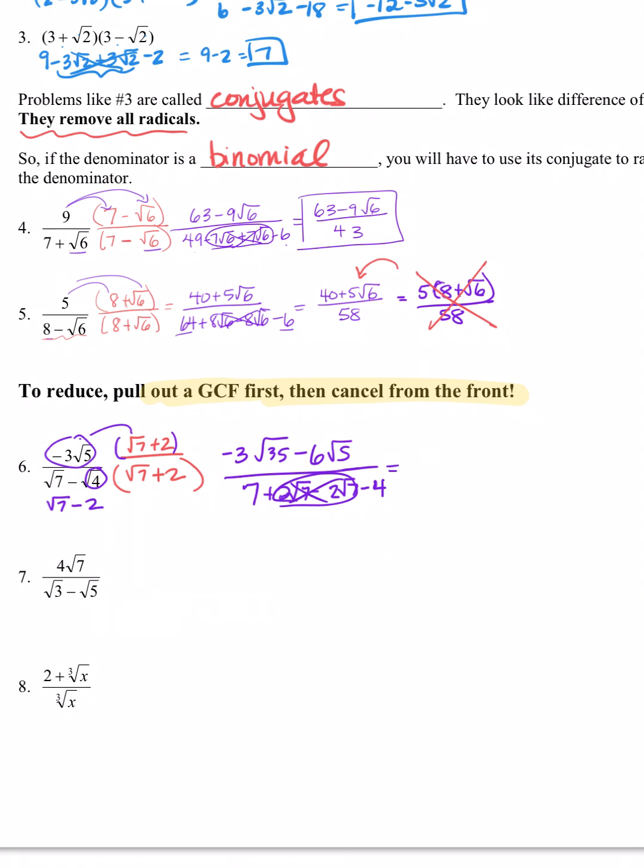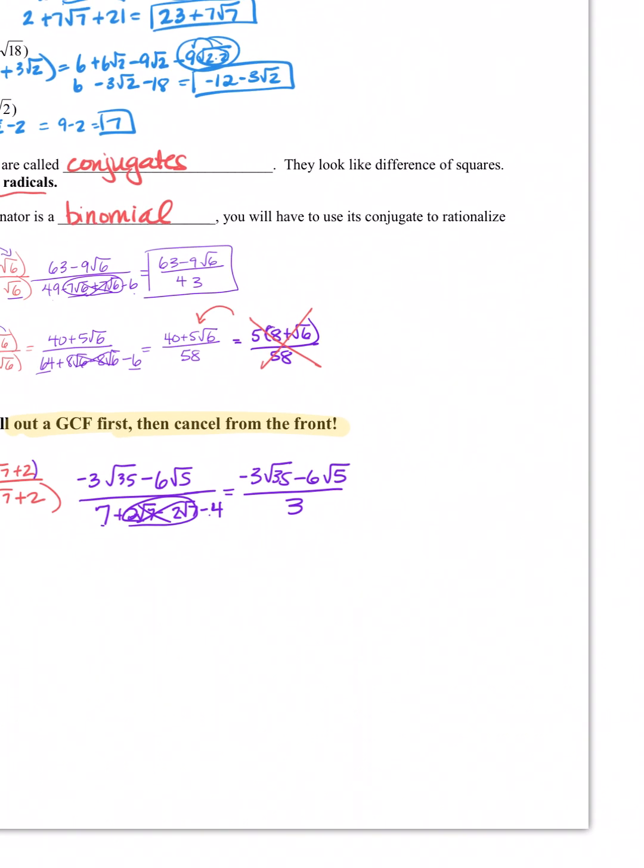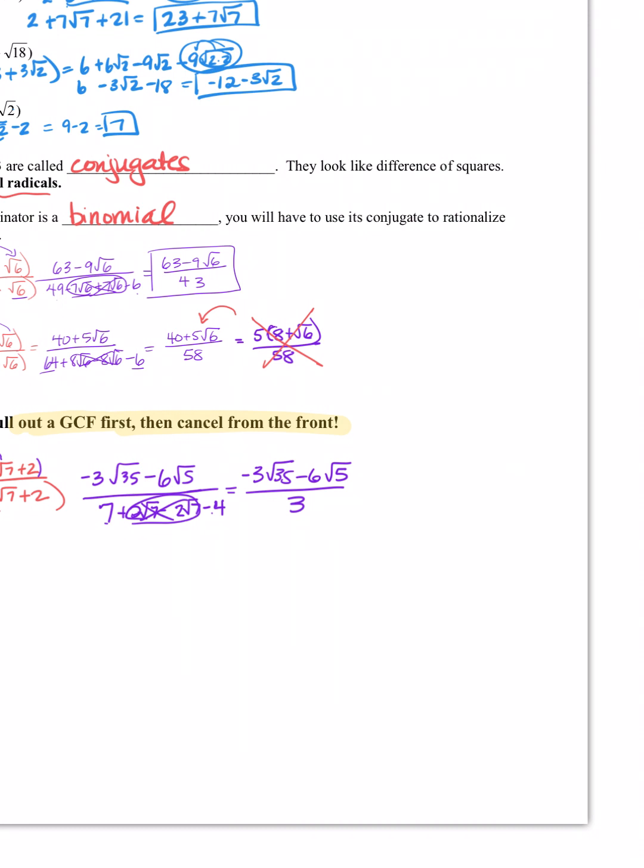Let's clean up the top here. We'll have negative 3 square roots of 35 minus 6 square roots of 5, all of that over 7 minus 4, which is 3. Now, hopefully you see that there is a GCF of 3 that can come out of this, right? Now notice I want to take out a positive 3. I don't want to take out a negative 3. So think ahead before you just start doing it really quick. I want to take out the positive 3 to get rid of this one.